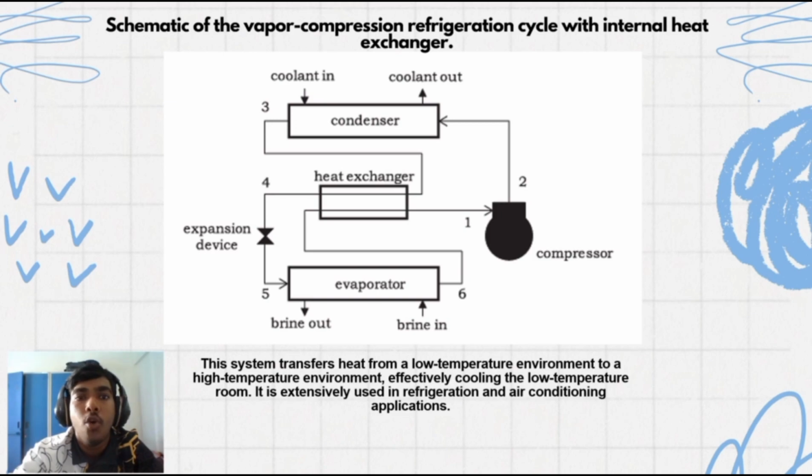In the evaporator, the low pressure, low temperature refrigerant mixture from the expansion device enters the evaporator. It absorbs heat from the brine or the medium that is being cooled, causing the refrigerant to evaporate into a low pressure vapor on point 6. The brine flows into the evaporator and exits after being cooled. This low pressure vapor then returns to the compressor, completing the refrigeration cycle.